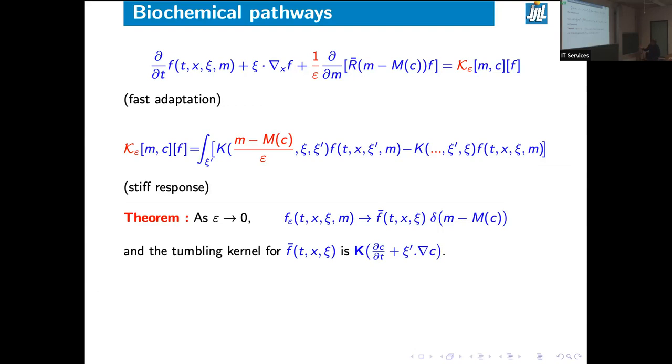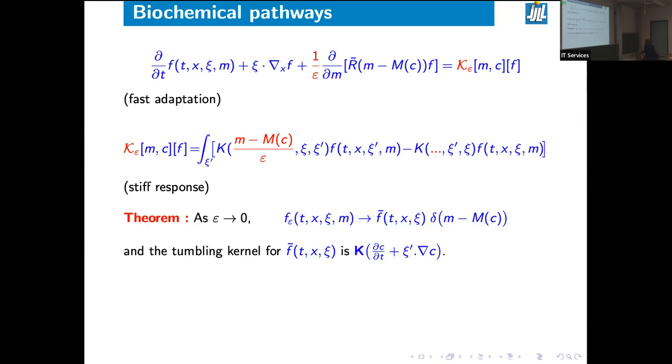Depending on whether you are far away from M or not, but with a very stiff response, you decide to tumble or not. So this will take the value K minus and K plus that we had here, depending on this disequilibrium. Okay, so this is the way you model what I explained on the cells at the beginning.